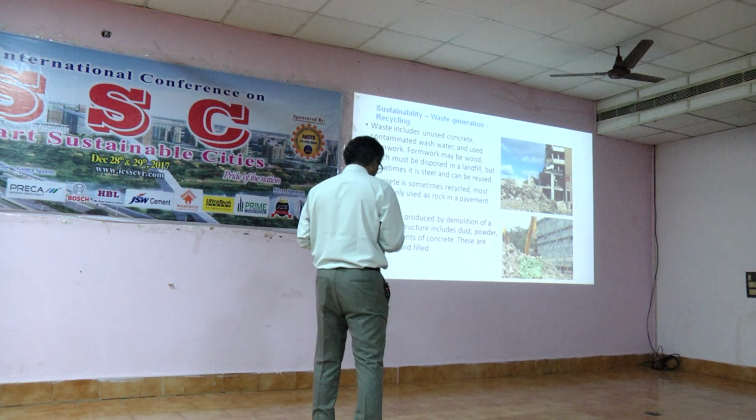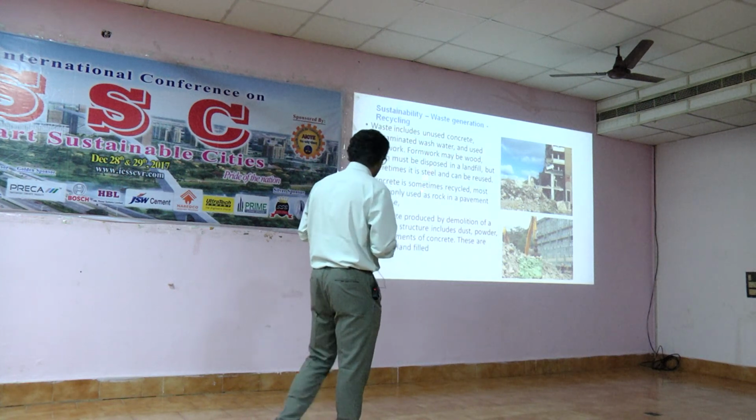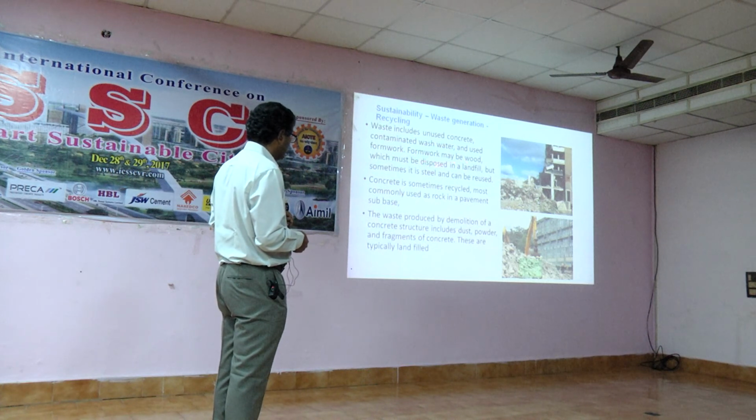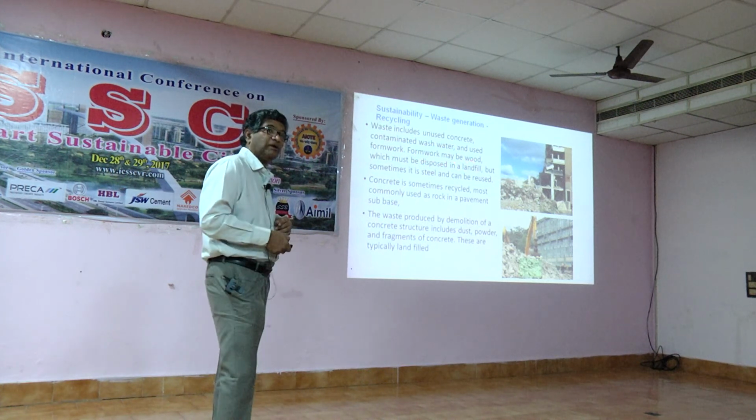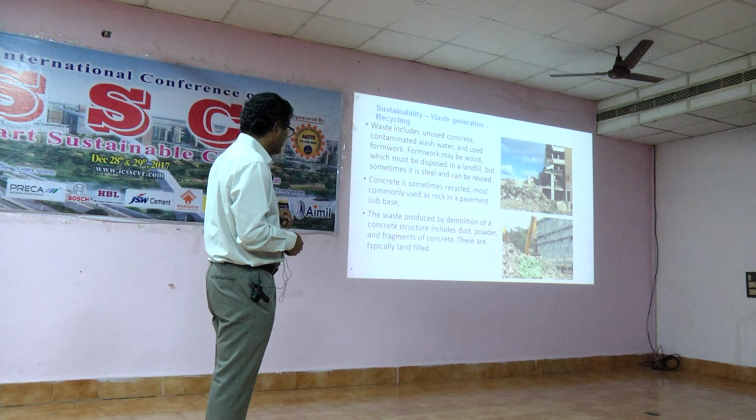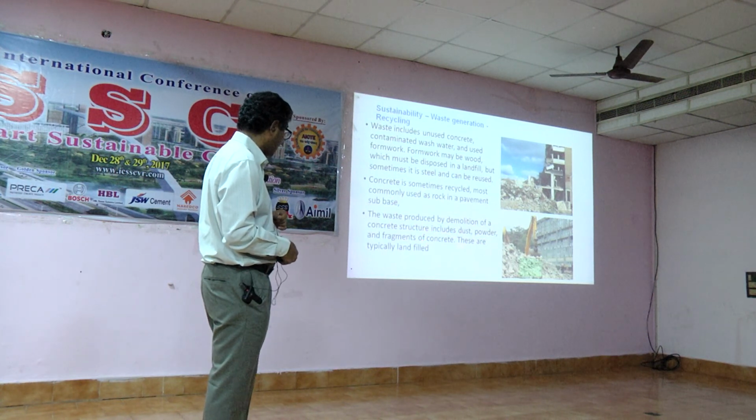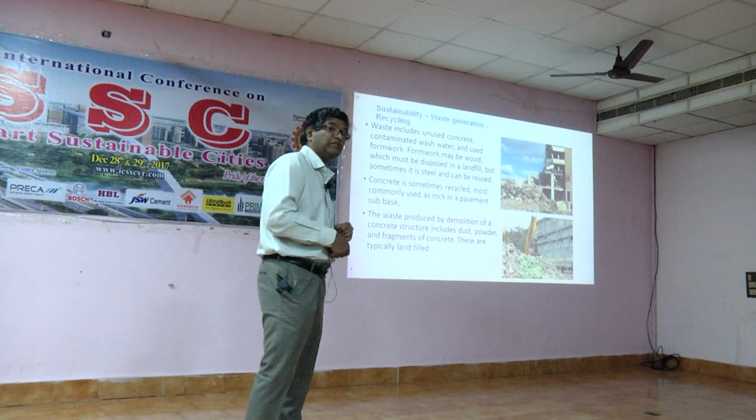Waste includes unused concrete, what I said, and contaminated wash water, used formwork. Formwork may be wood, which must be disposed of in a landfill, right? But sometimes it is steel, which can be reused. Concrete is sometimes recycled, right? And then the waste produced by a demolished concrete structure includes dust, powder, fragments of concrete. These are typically landfill sometimes.